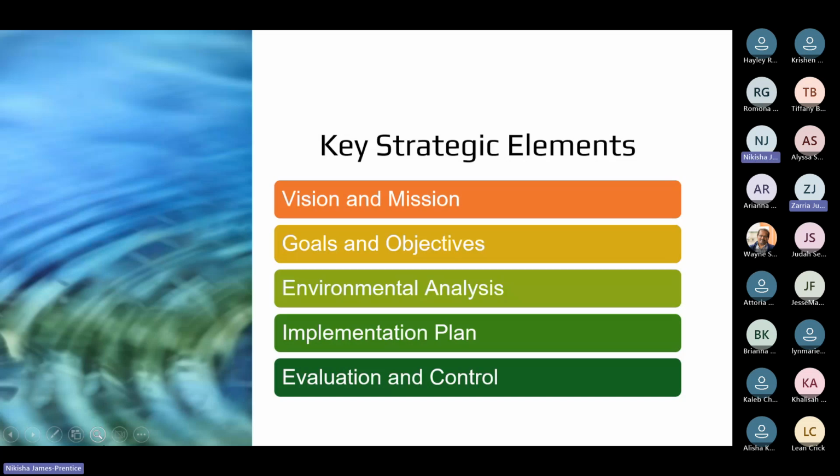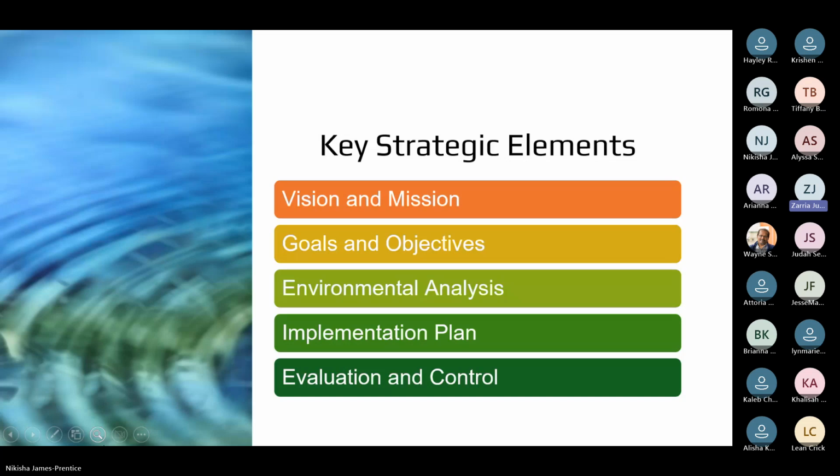Secondly, its goals and objectives. These are clear, measurable targets that translate the vision and mission into actionable outcomes. While the goals are often covered over a longer period of time, usually around 3 to 5 years, the objectives are covered in a shorter time frame of a couple of months. These goals and objectives often use the SMART framework, which stands for specific, measurable, achievable, relevant, and time-bound.